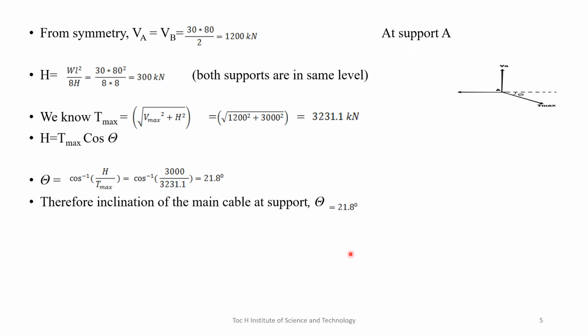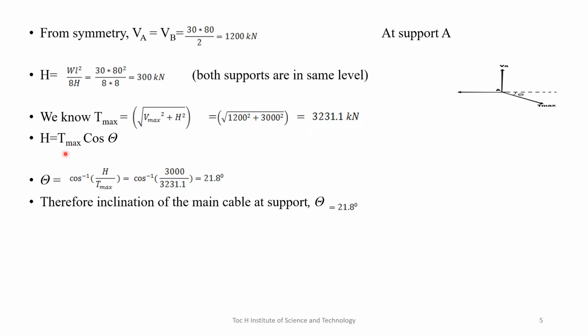Okay, now from the symmetry, VA is equal to VB is equal to 30 into 80 by 2, that's equal to 1200 kilonewton. So H is equal to, if the supports are at the same level, use the equation WL square by 8H, that's equal to 30 into 80 square divided by 8 into 8, where 8 is the vertical dip of the cable. Now we know that Tmax is equal to square root of Vmax square plus H square.